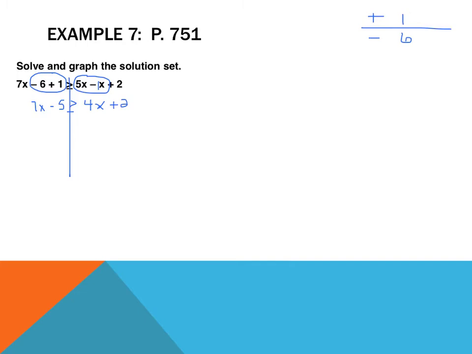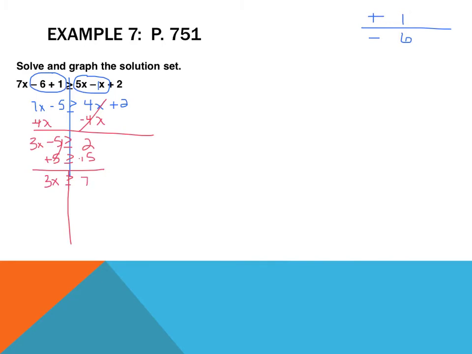Alright, so I'm going to get my x term by itself, so I need to first subtract the 4x from both sides, so I cancel the x from one side of the equation, or inequality. So 3x minus 5 less than or equal to 2. Now I need the 3x by itself, so I need to cancel my minus 5, so I'll add. That leaves me 3x is greater than or equal to 7.